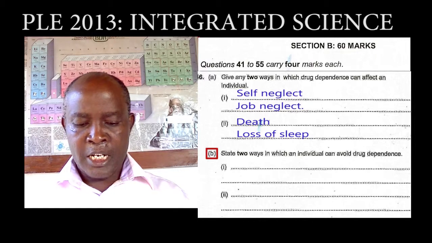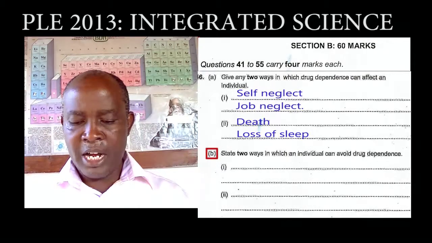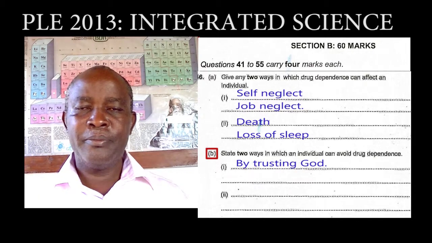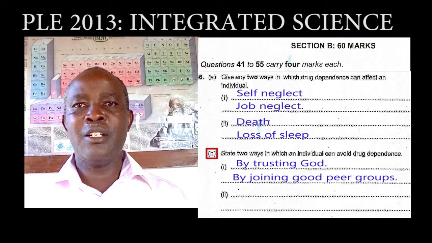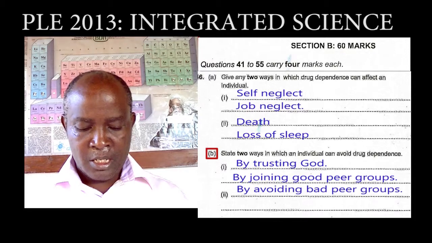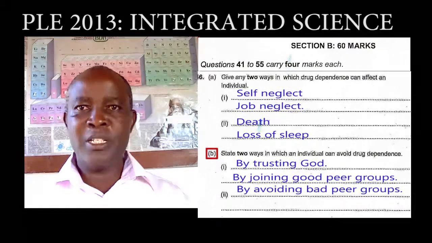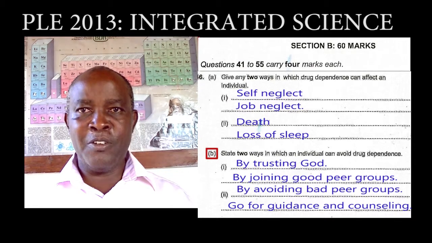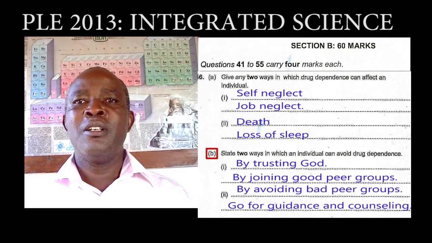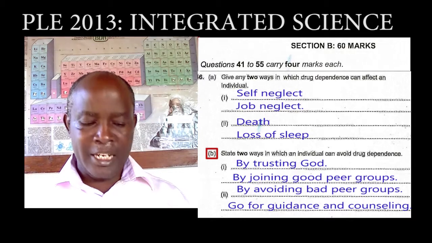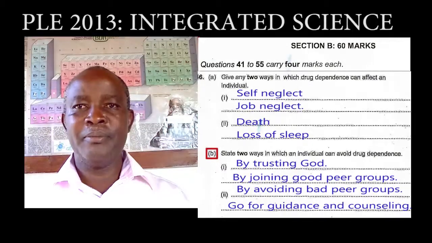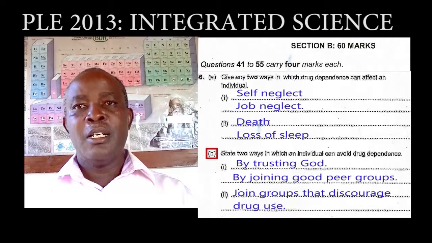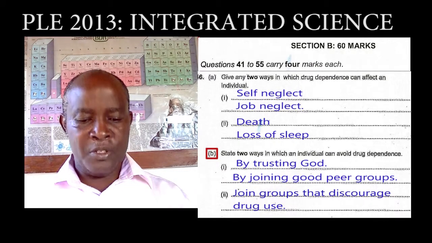B. State ways in which an individual can avoid drug dependence: by trusting God, by joining good peer groups, by avoiding bad peer groups, by going for guidance and counseling. If you feel you are not stable, instead of taking drugs, go for guidance and counseling. Join groups that discourage drug use.